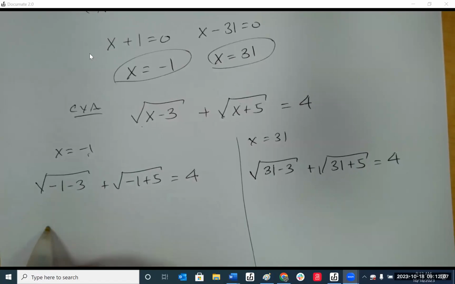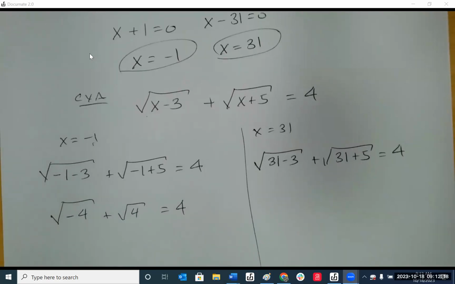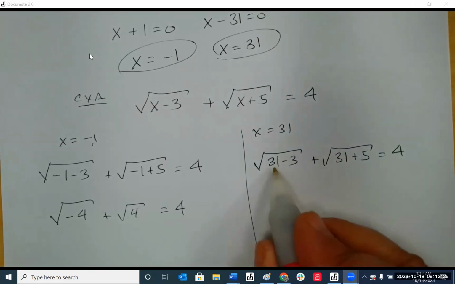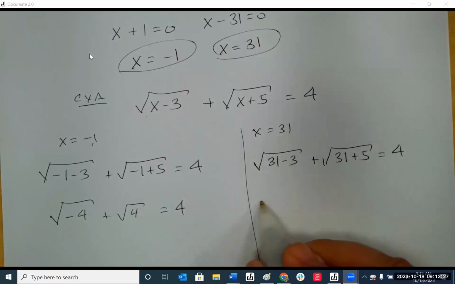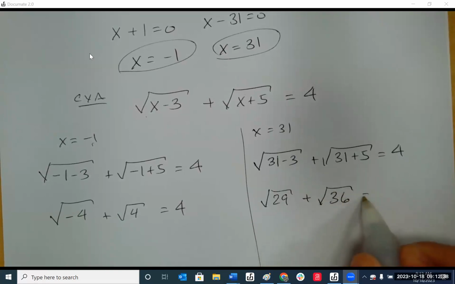How about on the left side? -1 minus 3 is -4. -1 plus 5 is 4. 31 minus 3 is 28, and 31 plus 5 is 36.